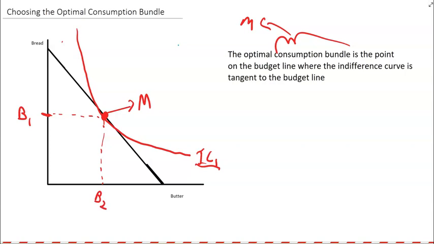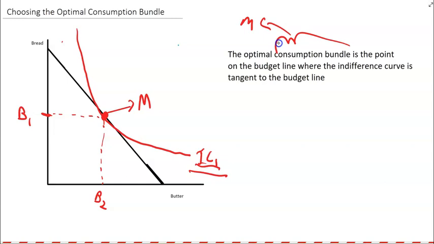So what we are doing here is we are maximizing our utility subject to our budget constraint. Mathematically, we can actually find this if we have an equation for the shape of the indifference curve, and if we have the income of the person and the prices of bread and butter given, then we can calculate the optimal consumption bundle. Theoretically, how do we figure out this point M?